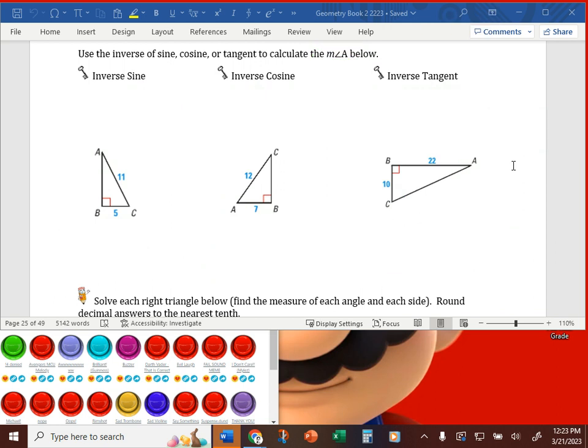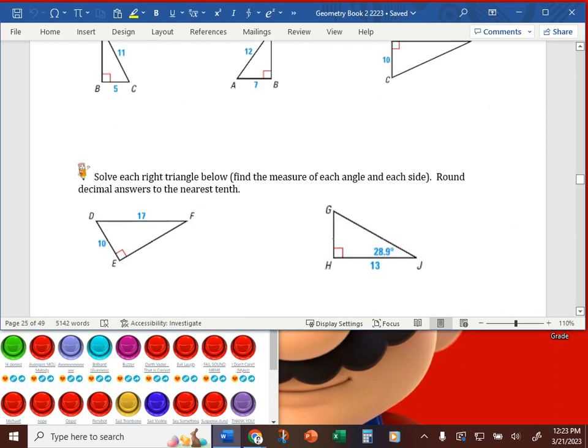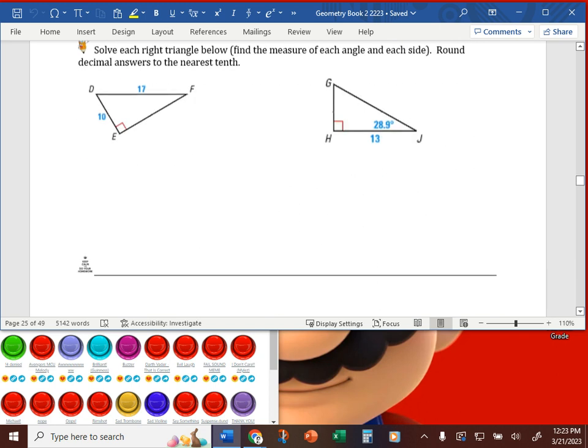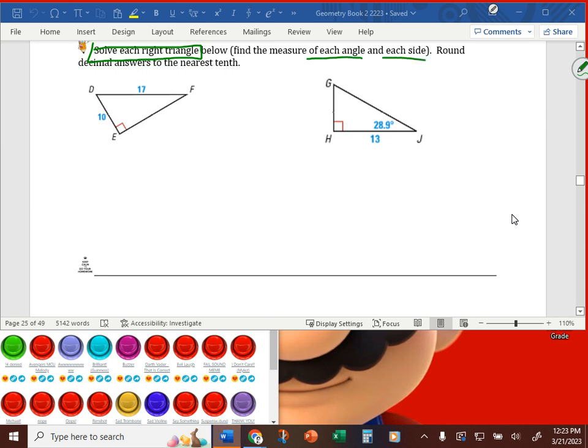Okay. Your toolbox is going to be put to the test here, because as much fun as it is to use sine, cosine, tangent, and inverse, really the goal now is to do what's called solving a right triangle. To solve a right triangle means that you are finding the measure of each angle and each side.